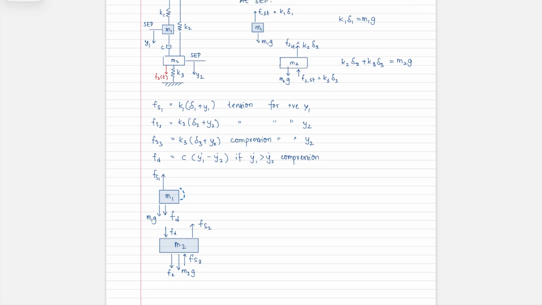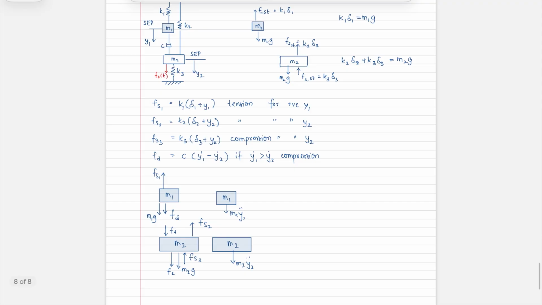In terms of the kinetic diagram, you will then have M1 Y1 double dot in this way, M2 Y2 double dot in this way. And as a result of this, you will have an equation of motion obtained from the sum of free body diagrams along the, let's say, upward direction being positive for 1 is equal to sum of kinetic diagrams for 1, say upwards in this way.